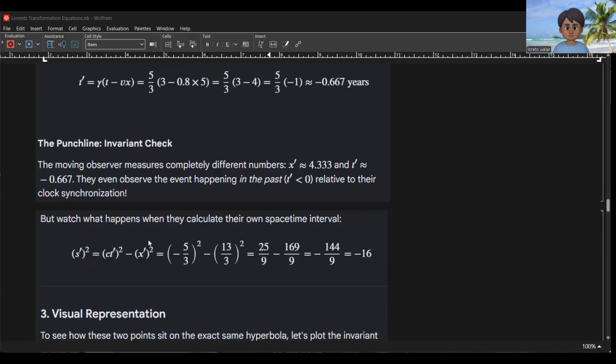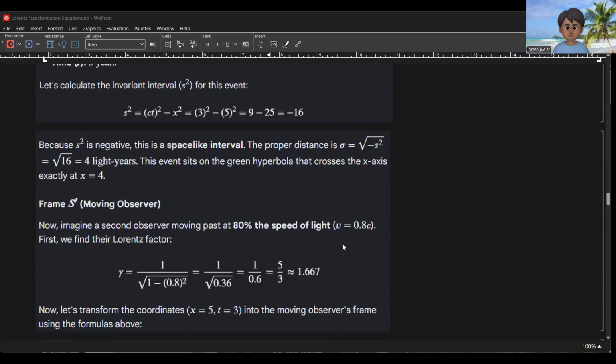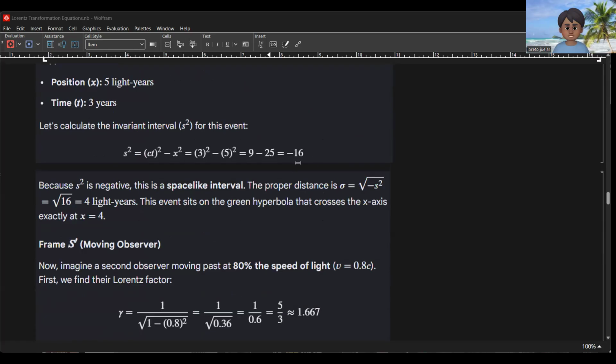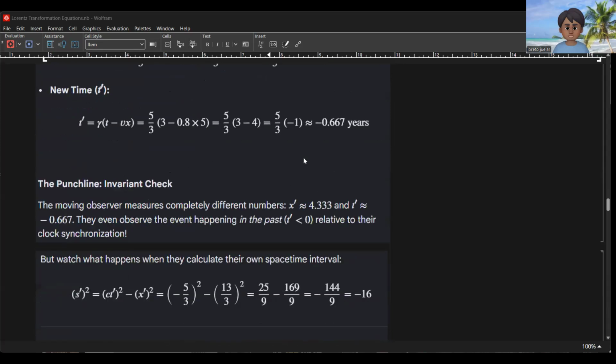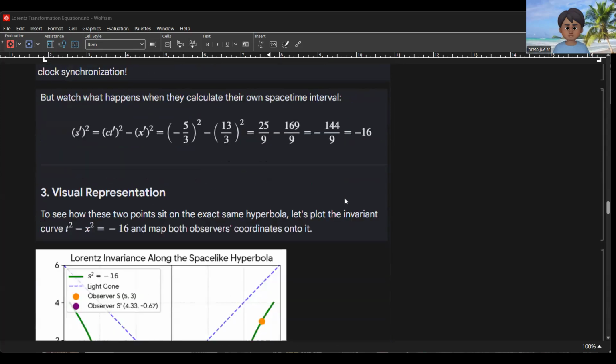But what happens when they calculate their own spacetime interval? By substitution, the interval here is equal to negative 16. The same as our computation, negative 16. For the s squared here, the interval is negative 16.